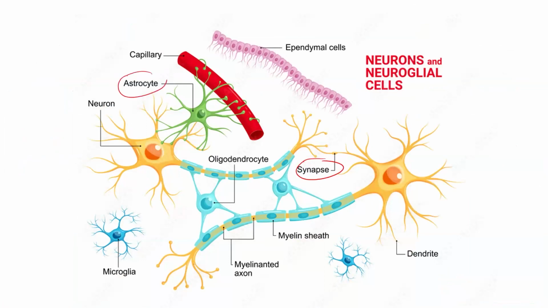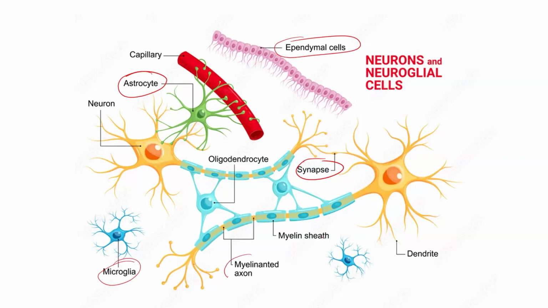Then we have astrocytes. What was the function of astrocytes? It helps in providing the nourishment. So it is usually in association with the blood capillaries, so it can provide nourishment and oxygen to the cells. Then we have ependymal cells. We have microglia that have the power of engulfing the bacteria, thus preventing infection.